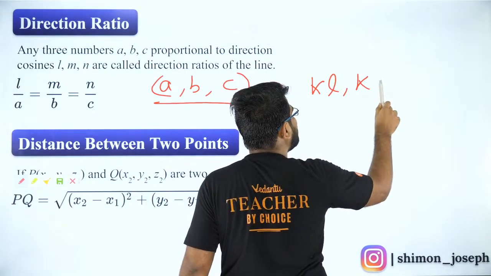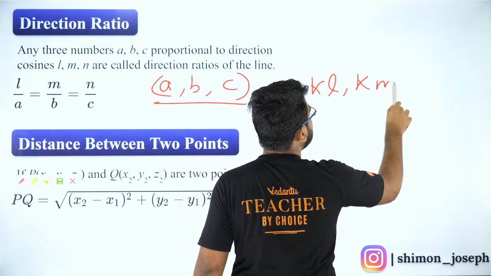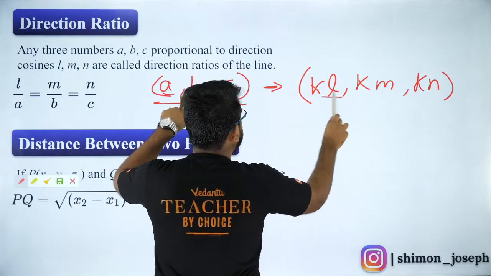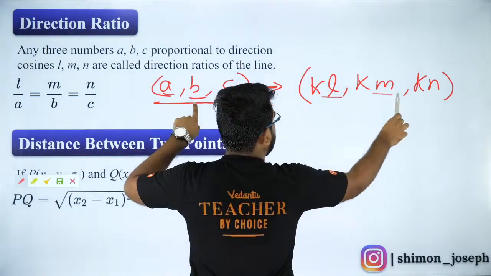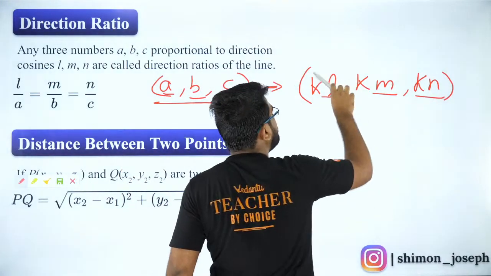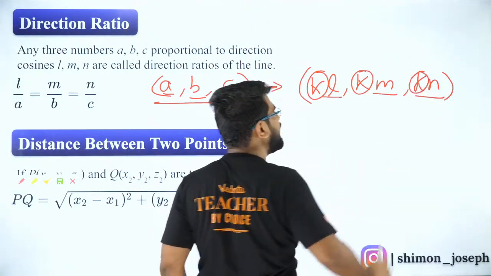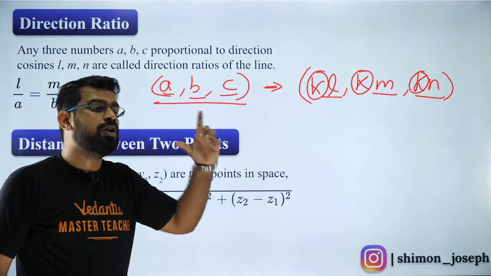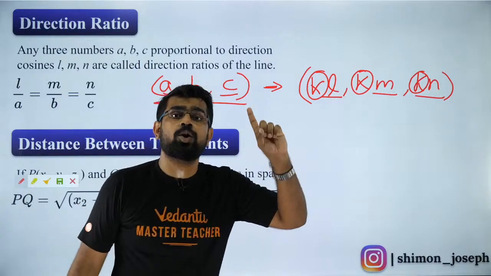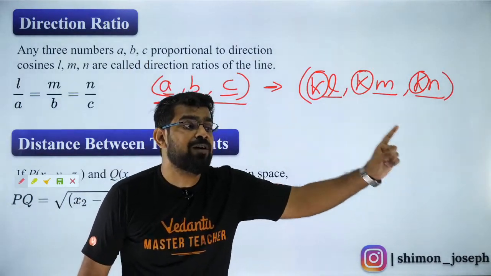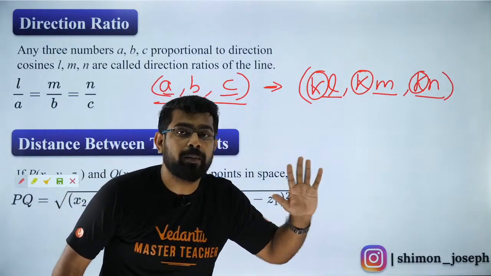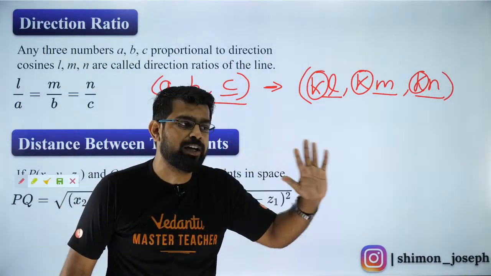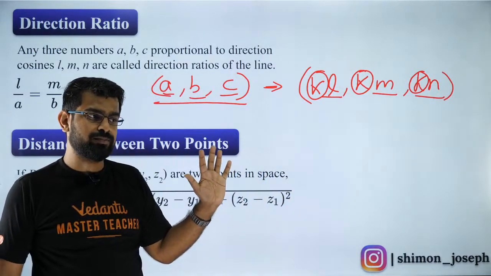So this is nothing but some multiple of direction cosines. Are you all clear with this? So your A is a multiple of L, say K times L, B is a multiple of M, C is a multiple of N, the same proportional multiple. So that is how you get your direction ratio. One good observation is direction cosine will be a unit vector, whereas direction ratio cannot necessarily be a unit vector. It may be, but it is not necessarily a unit vector.